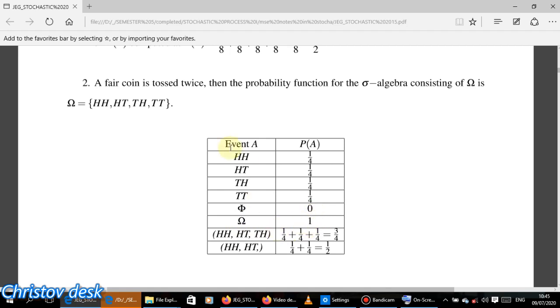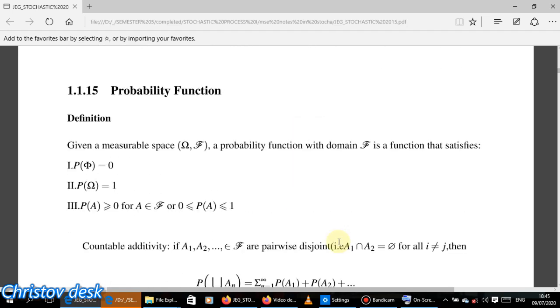So if I consider 3 of them, 1, 2, 3, and I want to know the probability of this happening, I just have to sum up the individual weights to get my resulting value. If I want to look at HT, I sum up only the 2 and get my result. So that's a probability measure.